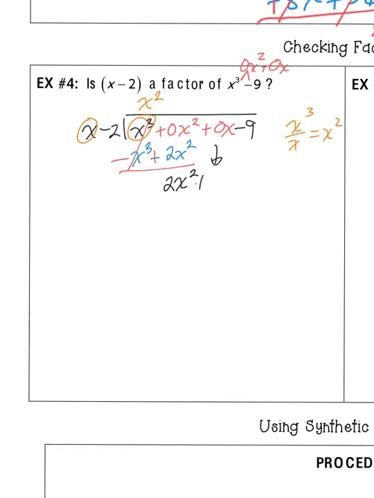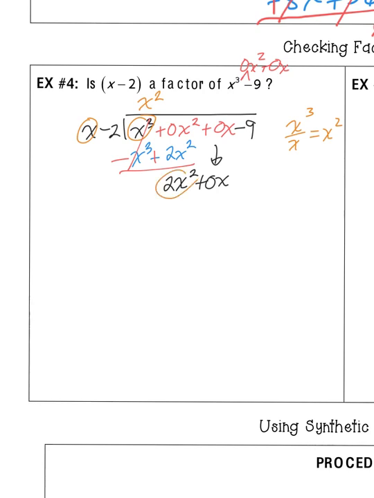Bring down your next term. Now, notice that my like term here lined up with this like term. If I had not put these placeholders here, I would have had the negative 9 over here, and negative 9 does not line up with a 2x squared. I can't add those down. So if that happens to you, you have to know that you did something wrong. So the process starts all over again.